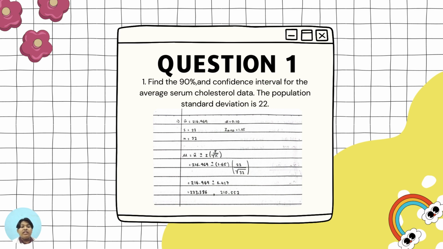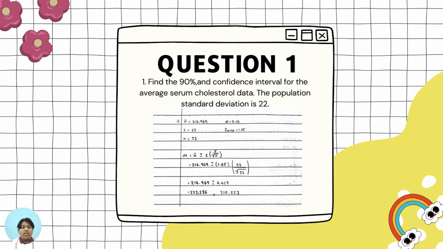Question 1. Find the 90% confidence interval for the average serum cholesterol data. The population standard deviation is 22. So let's look at the data. X bar for this data is 216.969. The standard deviation is given, which is 22. The number of this data is 32. So the alpha is 1 minus 0.90 equal to 0.10. So the z-score is plus minus 1.65.